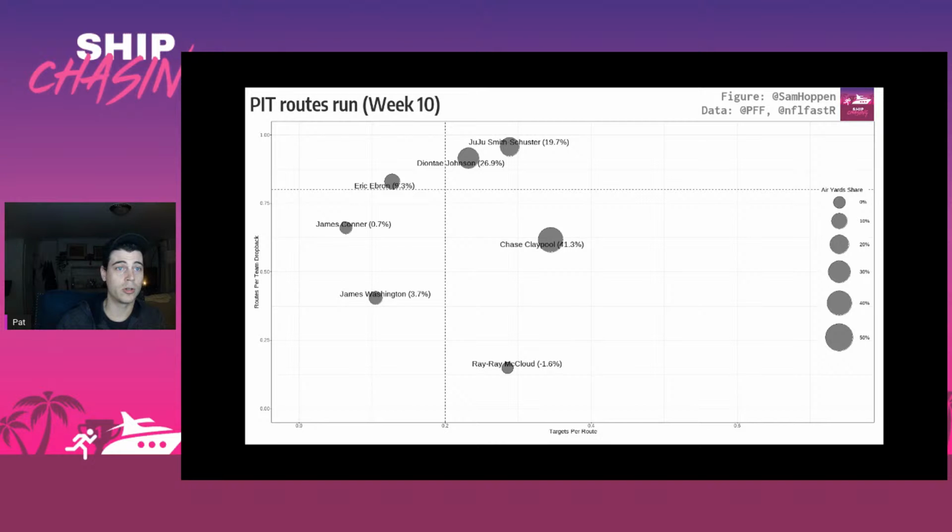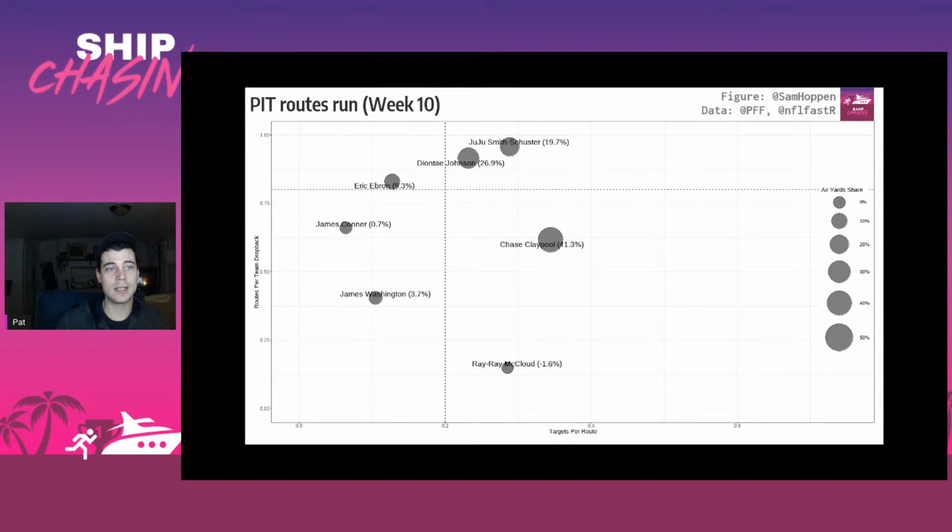17.8 ADOT for Claypool, so he's kind of the classic deep threat wide receiver. Get this dude on the field more. On a per route basis, he is dominant. His weighted target per route run is 1.09. Seems pretty clear to me that Chase Claypool is the Steelers wide receiver to own long term.